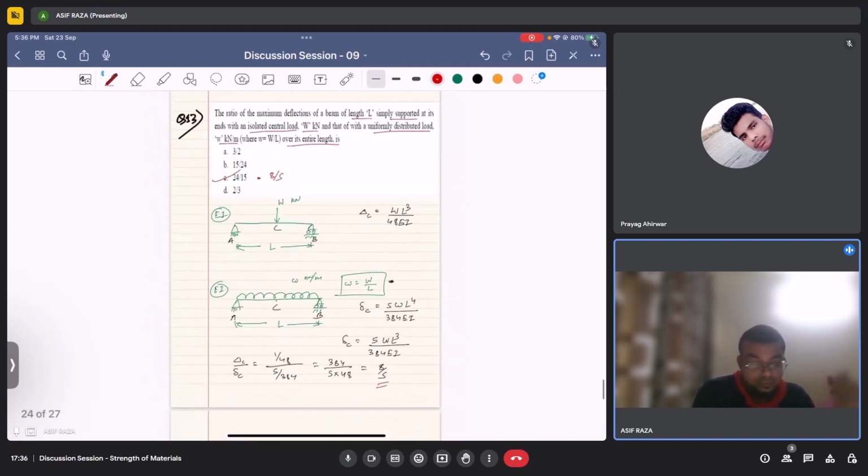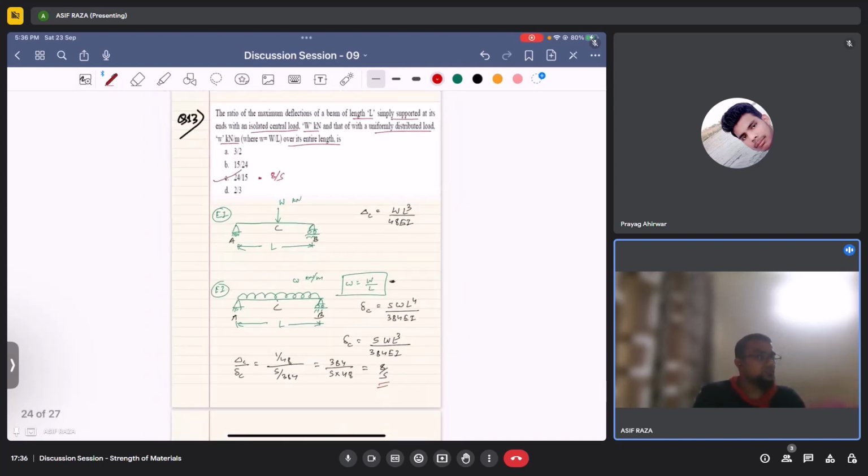Okay, so this is also a very straightforward question. We just need to find the deflection at the center for these two standard cases. There's a relation provided for the UDL that small w is capital W upon the entire span length, and we just substitute it, then take the ratio of it. We are getting 8 by 5, and that is equivalent to option C, that is 24 by 15.